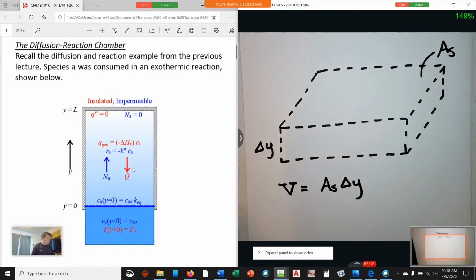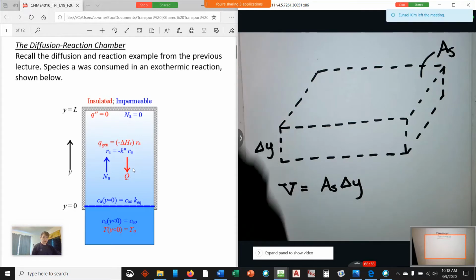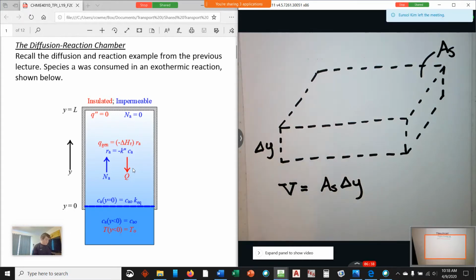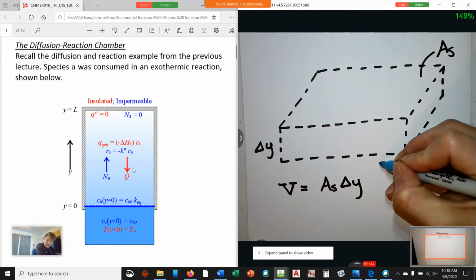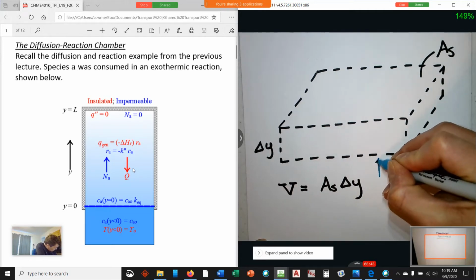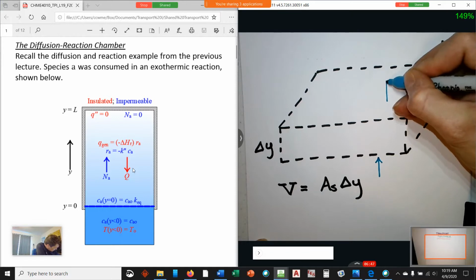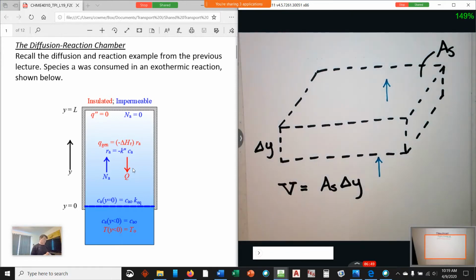Let's think about what is happening here. We actually have opposite flows, so let's pick a couple colors here. Use orange for the heat transfer. Blue, how about for the mass transfer? So the mass transfer is in this direction through our control volume.